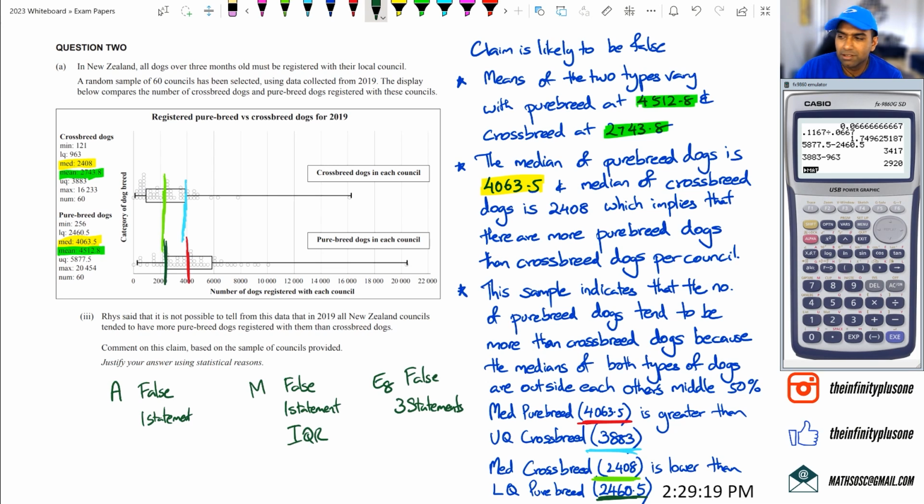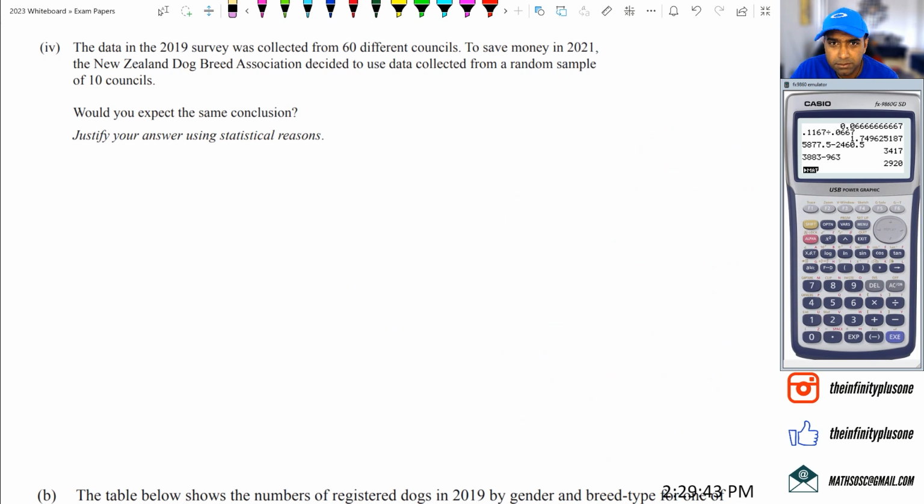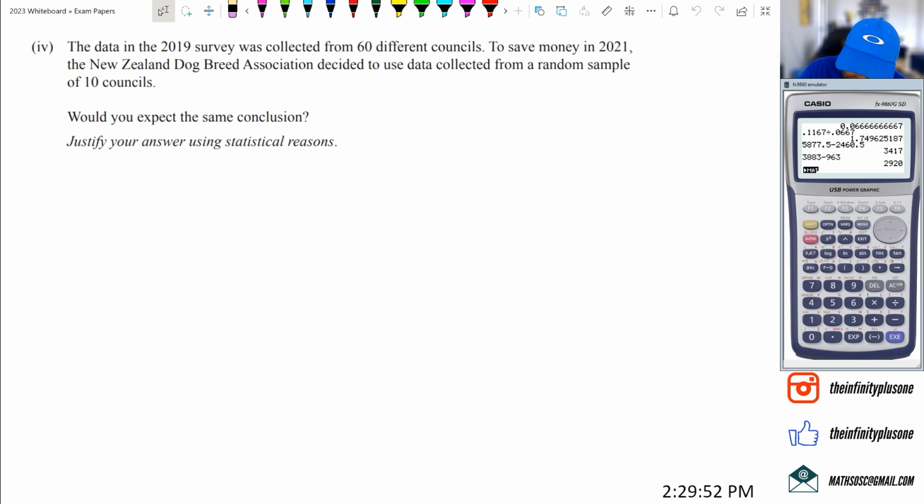Oh, that's a big question. All right, on to the next one. Oh, this is a nice and simple one. To save money, they decide to have a random sample of 10. Basically, you can just say you wouldn't be confident because the sample size is just too small. Because remember, the smaller the sample size, the bigger the sampling variability. So you cannot be confident that you can reach the same conclusion.